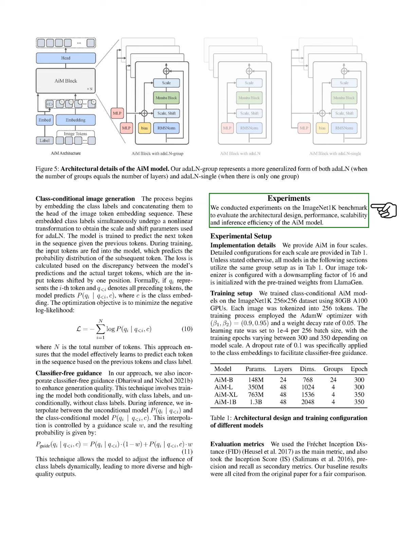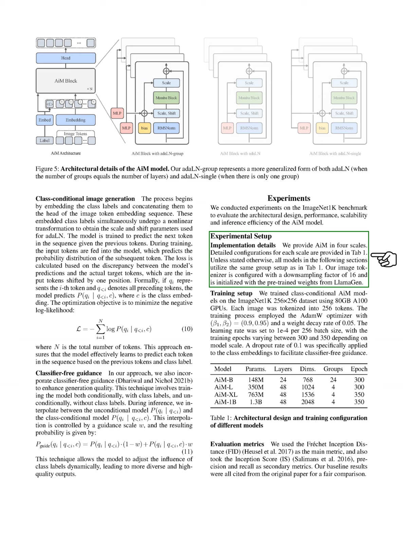We conducted experiments on the ImageNet 1K benchmark to assess the design, performance, scalability, and efficiency of our AIM model. We provide AIM in 4 different scales, with detailed configurations available in a table. Unless noted otherwise, all models in the following sections follow the same setup as outlined in the table. Our image tokenizer is set with a downsampling factor of 16 and initialized with pre-trained weights from LlamaGen.